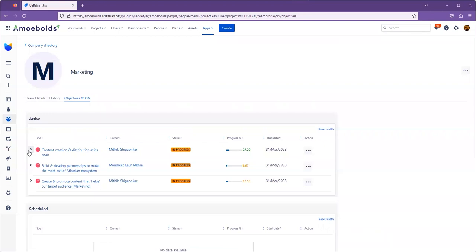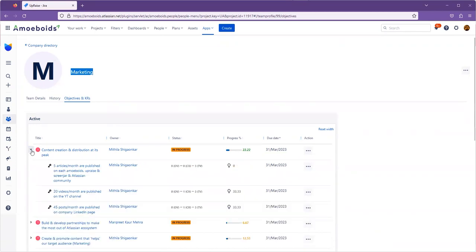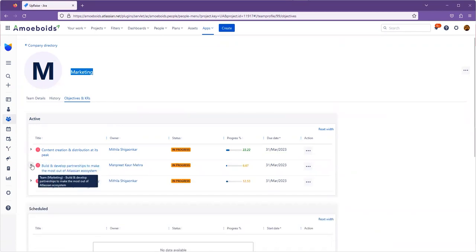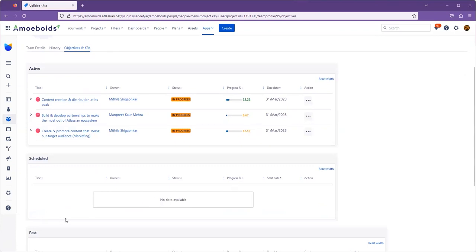Here as well, the difference is, obviously we are looking at a team profile. So only the team level objectives are being displayed in here. Now, the ownership of these objectives does not matter because what the system does is it pulls up only those objectives that belong to the team whose profile you are looking at. So all of these team level objectives, irrespective of who owns them, they'll appear here because they have been defined for the marketing team.